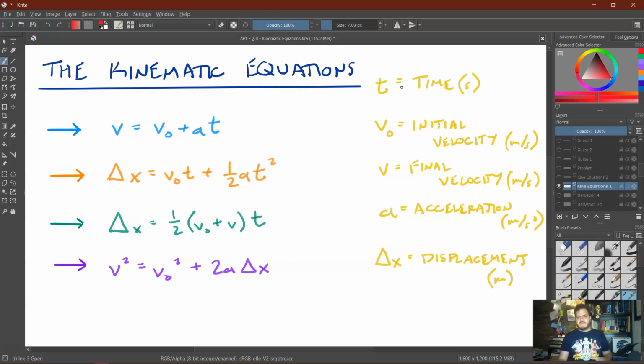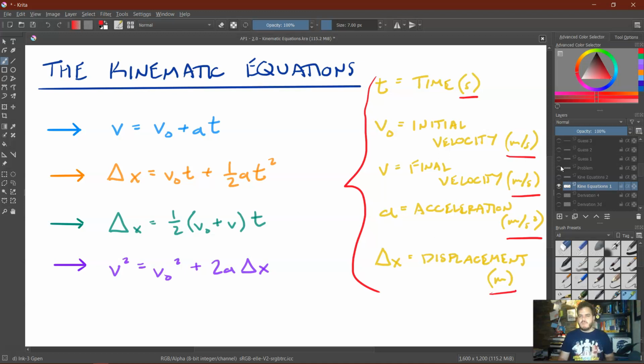And specifically, if we look at all of these equations, we have these variables here. t is time in seconds, v naught is the initial velocity in meters per second. v is the final velocity in meters per second. a is the acceleration in meters per second squared. And delta x is the displacement in meters.